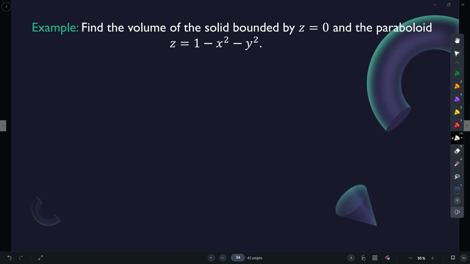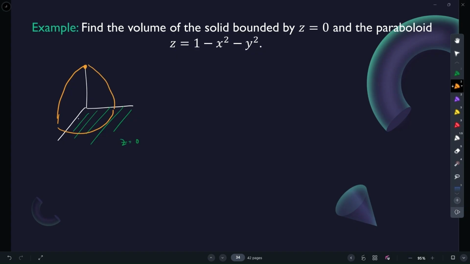Let me do one last example, which is to find the volume of the solid bounded by z equals 0 and the paraboloid z equals 1 minus x squared minus y squared. So what that means is the following. The z equals 0 is actually the plane z equals 0. And then that paraboloid has a height of 1 and is a paraboloid that opens down. So it is something like this.